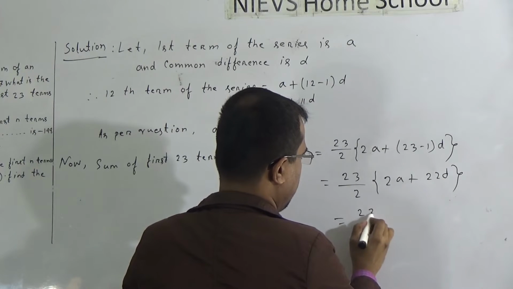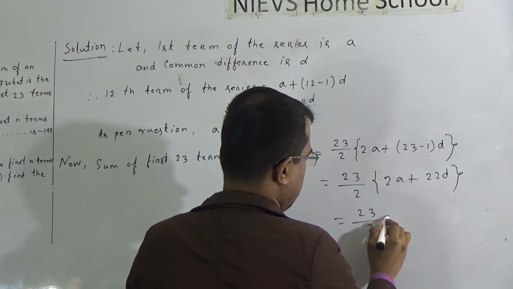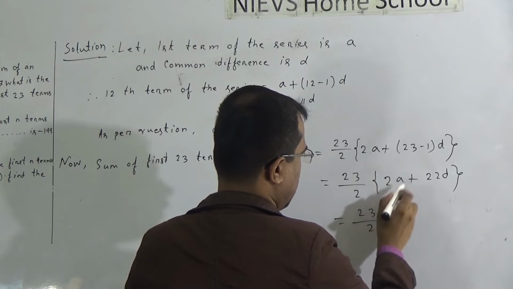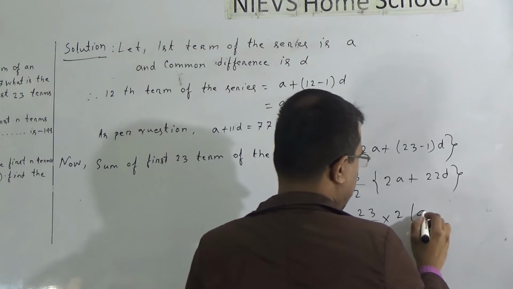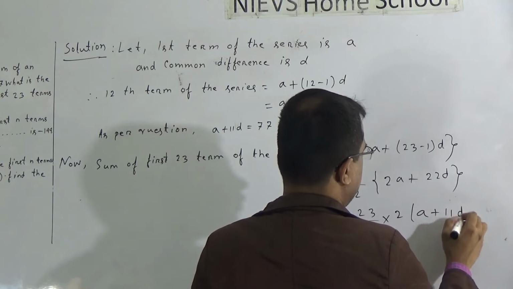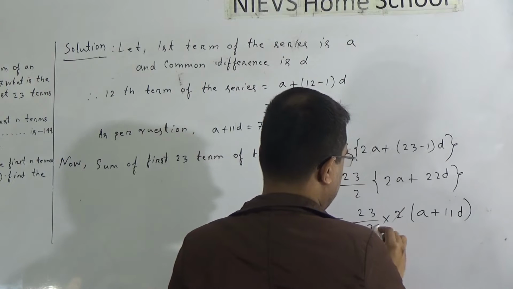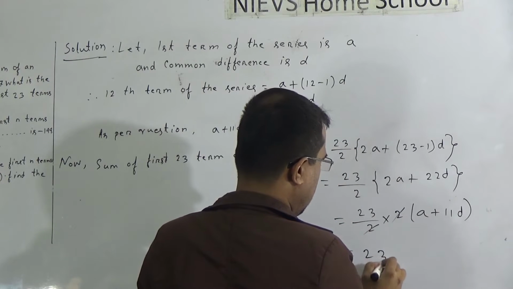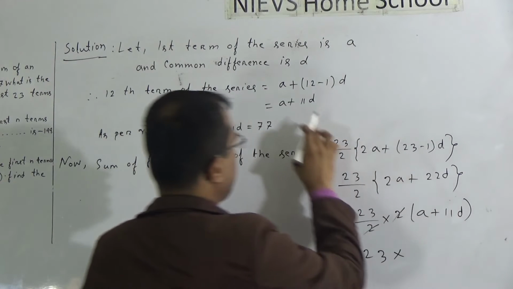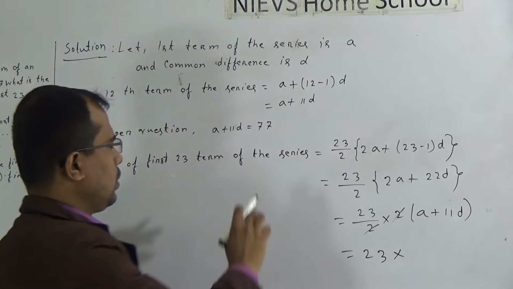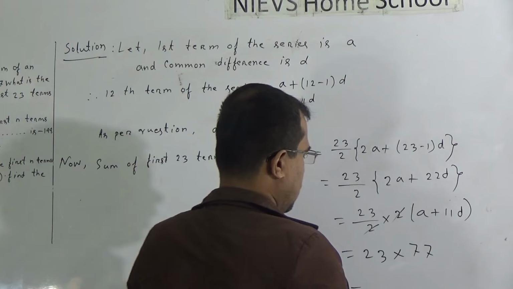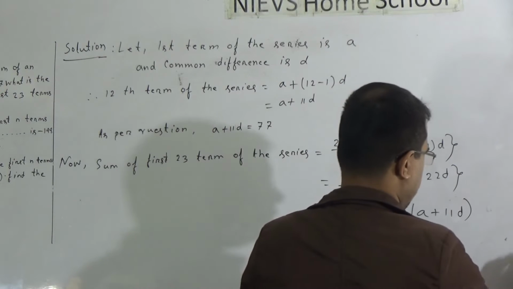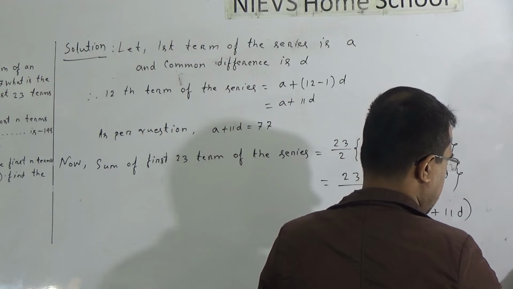Now 23 by 2 into, we can take 2 as common from these two terms, then a plus 11d will come. We can cut this 2 and 2, 23 multiplication, value of a plus 11d equal to 77, so that we can write here 77. Now we have to multiply 77 by 23.